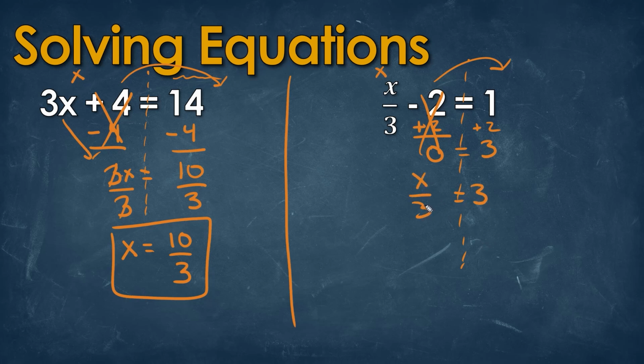Since we have division here, we do the opposite to get x by itself. So we're going to multiply by 3 on this side and multiply by 3 on this side. We can also think of this as 3 over 1 if we want to, and we can cross simplify, meaning 3 divided by 3 goes away. We're left with x over 1, which is the same thing as x. Then we have 3 times 3 on this side, so x is equal to 9.